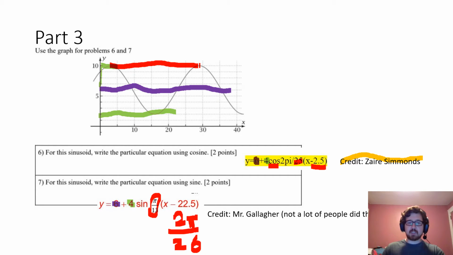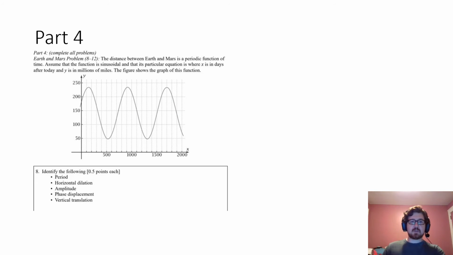This was slightly difficult to read. My phase displacement came from here because we're dealing with a positive sign. That's happening at the midline, which is about here at 22.5. Either one of these, they share a lot of the same stuff, so shout out to Zaire. Good job with that.